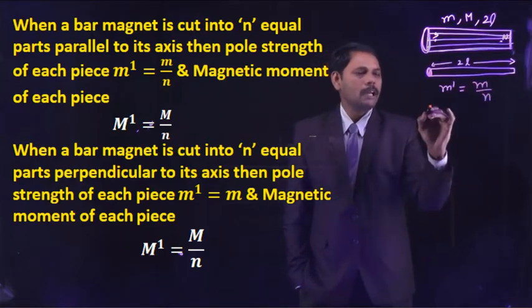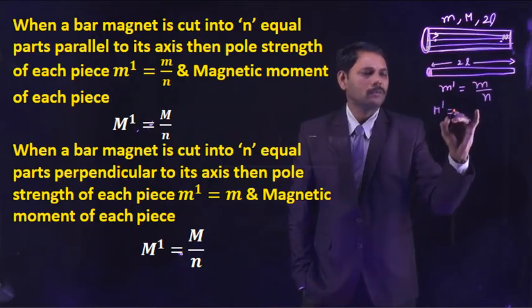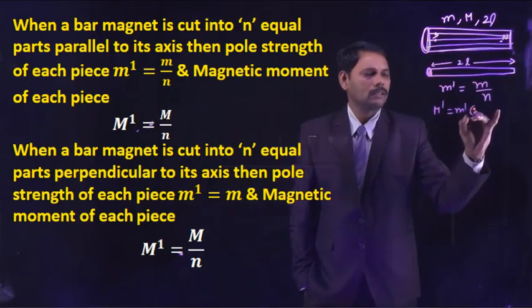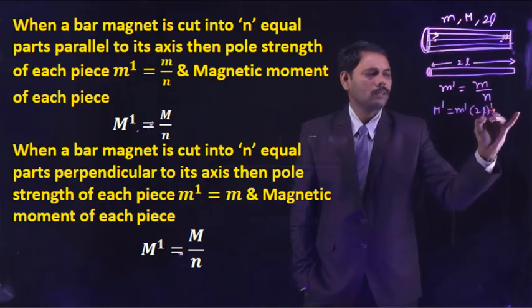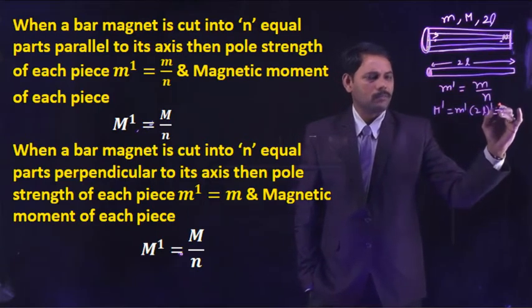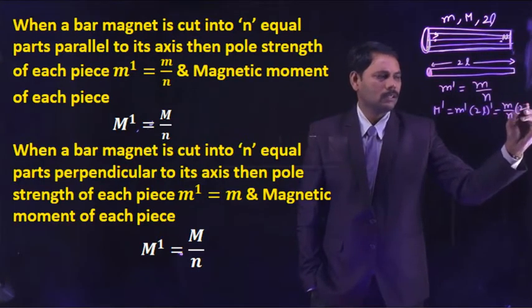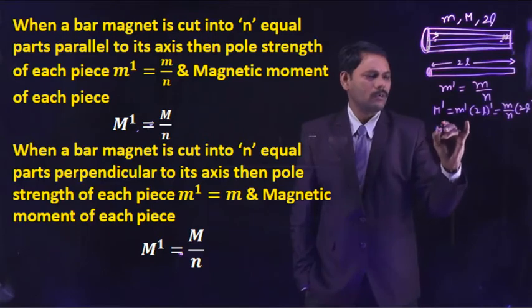And the magnetic moment of the magnet, M dash, is equal to m dash into length 2l. So we understood it becomes m by n pole strength, and no change in the length. Therefore, M dash is finally M by n.